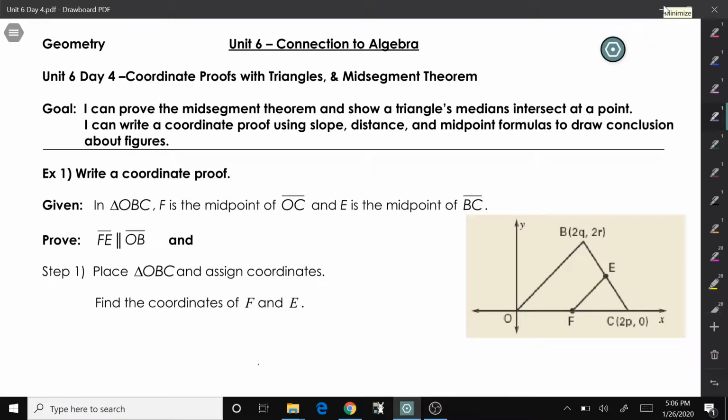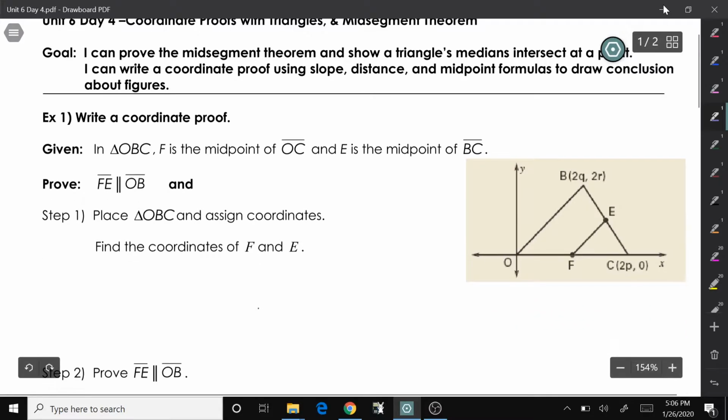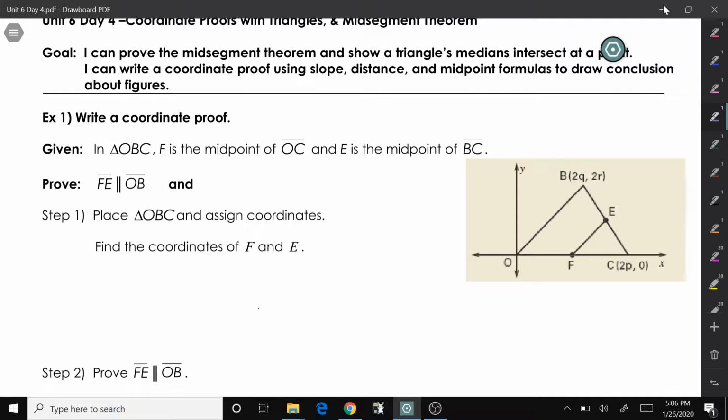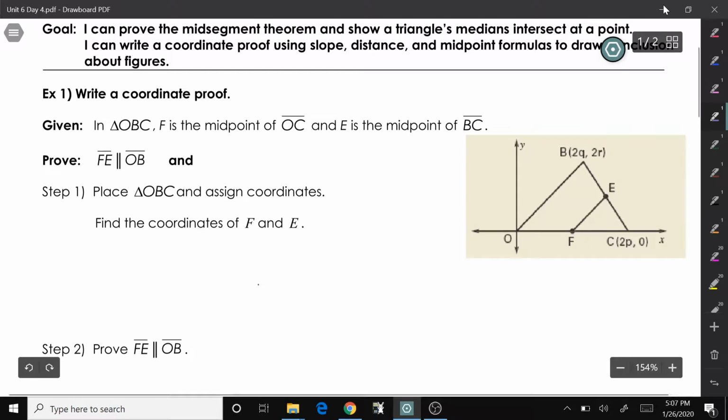Alright, Unit 6, Day 4, where we're going to be working with triangles and the mid-segment theorem. Now you're going to see these directions ready to coordinate proof. You don't need to freak out. It's not like those two column proofs from before. What we're doing is we're going to be using slope, distance, and midpoint formula to argue or prove things about triangles. So we're going to be given this triangle OBC.